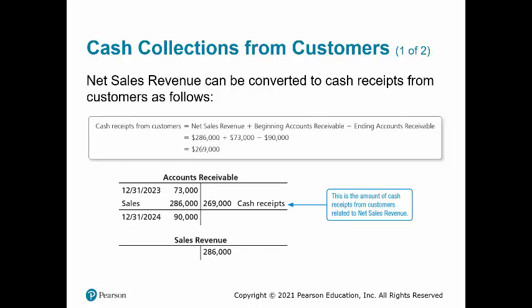So we can see by analyzing the accounts receivable balance that the actual cash receipts that were received for the sales was $269,000, whereas the sales revenue that was reported on the income statement was $286,000. So by looking at the change in accounts receivable, which was $23,000, and subtracting that $23,000 from the sales that were reported on the income statement, we could also determine that the actual cash receipts was $269,000.